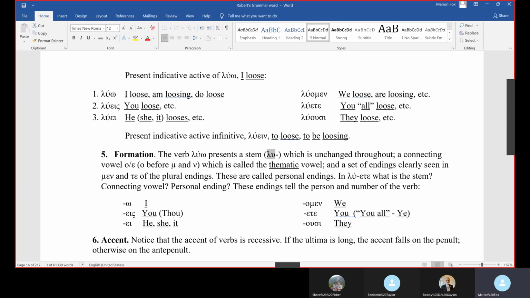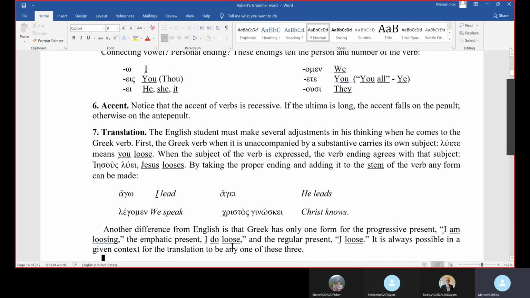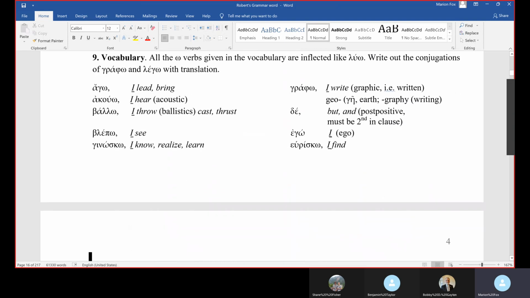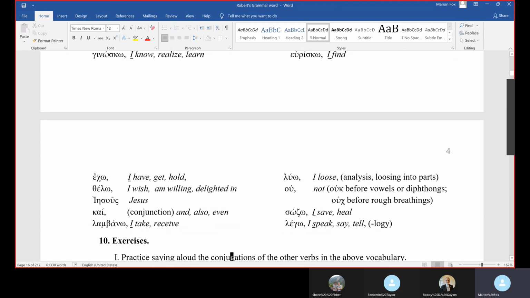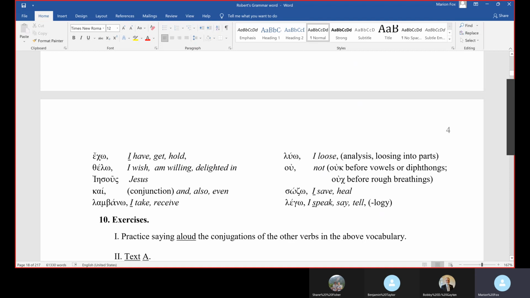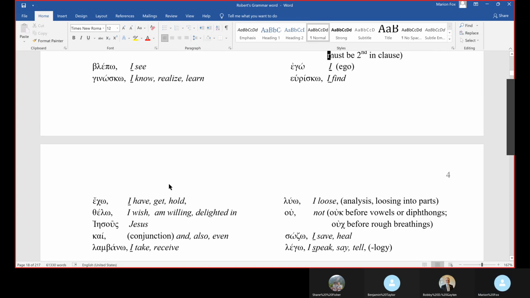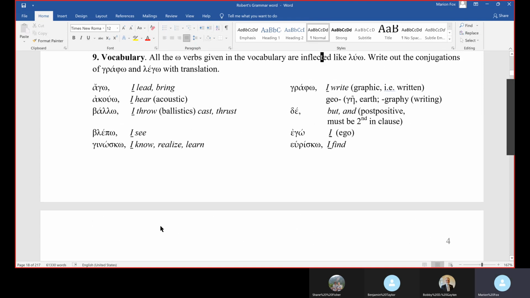So this is our pattern now. We're going to take this pattern and go down here. We're going to take the vocabulary words that we had last week. One of the things they ask us to do down here, I'll show you what they ask us to do: practice saying aloud the conjugations of the other verbs in the above vocabulary. So we're going to go through all of these verbs. We've already done luo, so we won't do it.